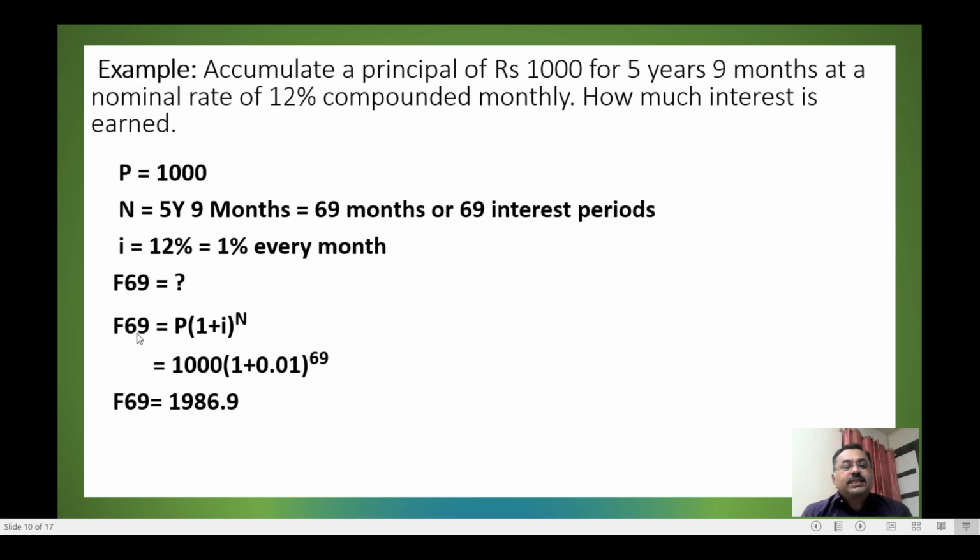The future amount for the 69 months is equal to P into (1 plus I) to the power of N. The principal amount is the same, that is ₹1000, and 1 plus I is this amount. Be careful here, because normally this is where students make a mistake in the examination. Since N is given in months, the interest rate also should be converted into months here: 1.01 to the power of 69. The future amount for the 69th month will be 1986 rupees 90 paisa that you will be having, right?